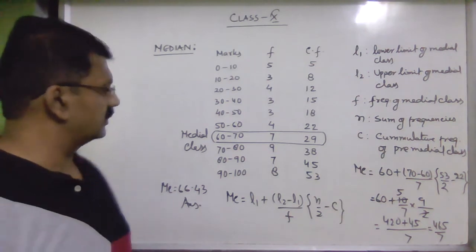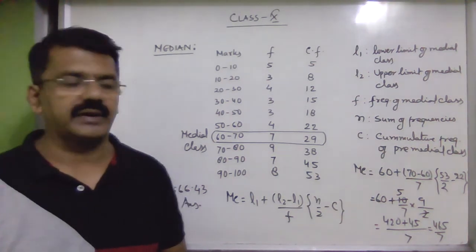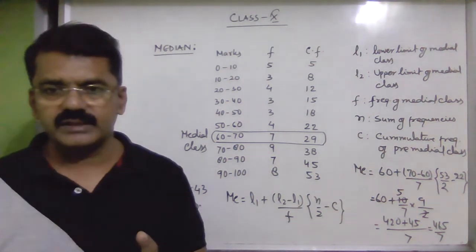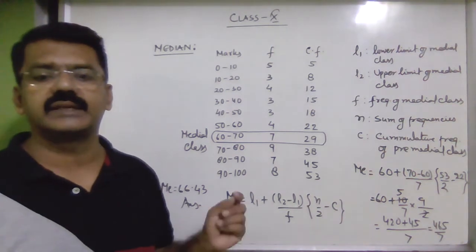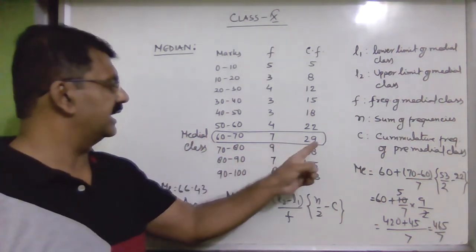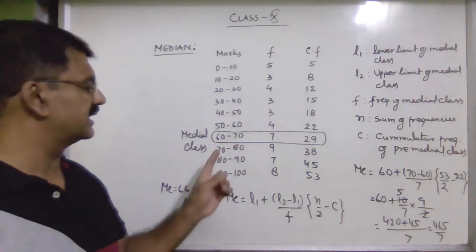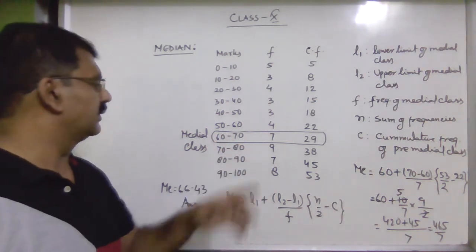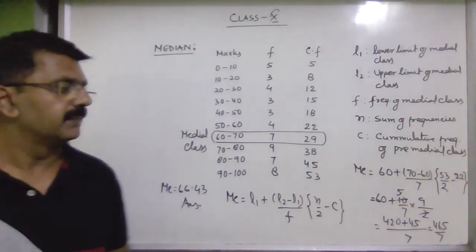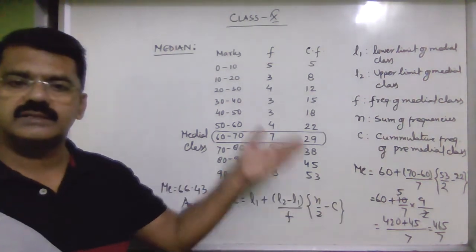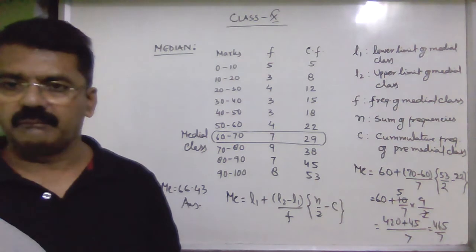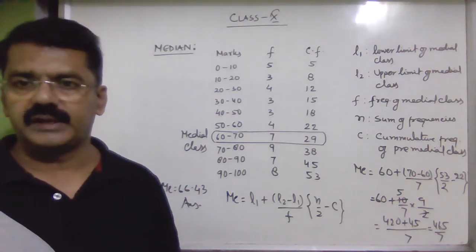The median is almost 66.43. Always remember, when you calculate the median, at the end you check whether it lies in the median class or not. The median must lie between 60 to 70 because the median class was 60 to 70. So this is the formula and this is the method of how we can find the median of grouped data.